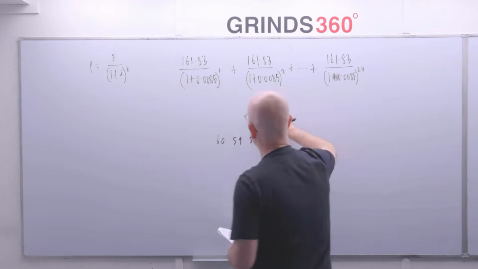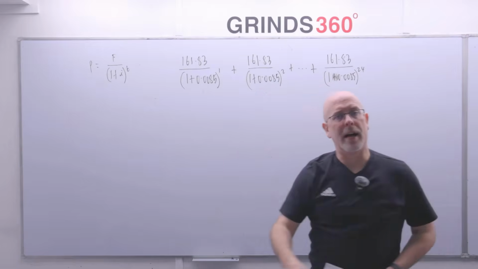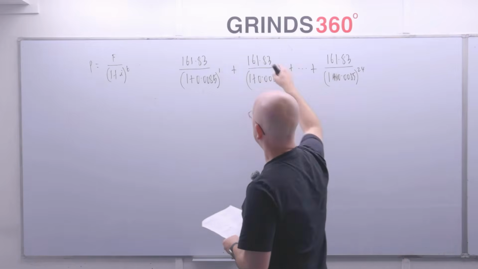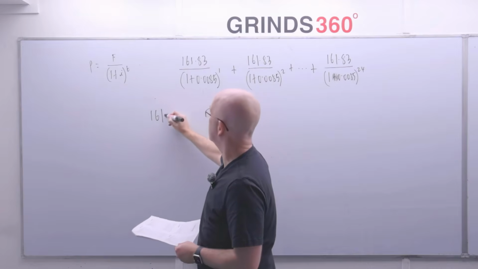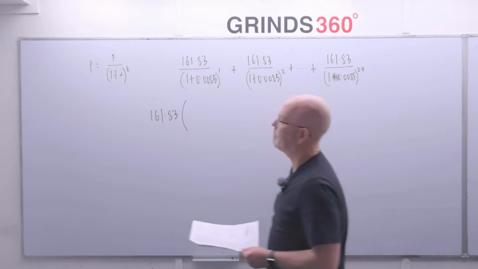But now once I set my series up, autopilot. Take the payment amount outside a bracket, which we did in all the previous questions, 16183 like that.